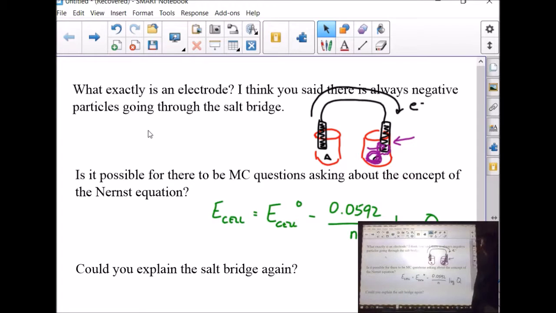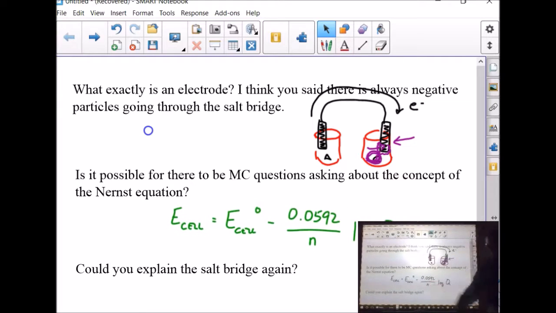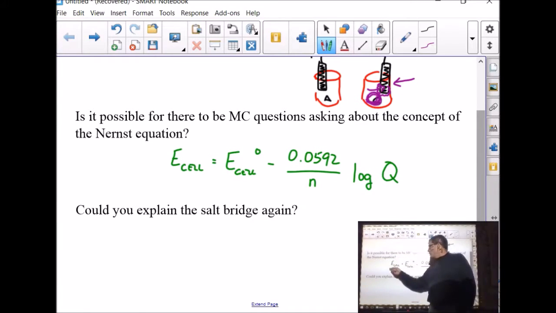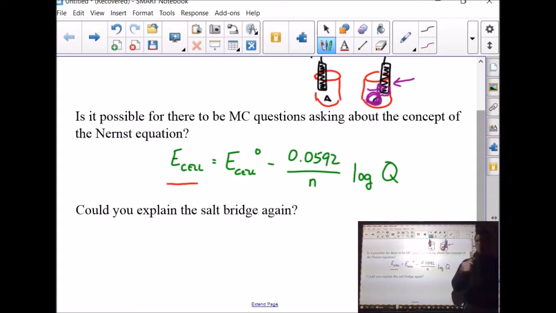Is it possible for there to be multiple choice questions about asking about the concept of the Nernst equation? I guarantee it. I guarantee it. This was the equation that used to be given back in the day on your equation sheet. They no longer ask us to do calculations with this, but you need to know the concept behind it. In other words, let me explain what this is. So the E cell is the adjusted voltage when you finish, if conditions are not standard.